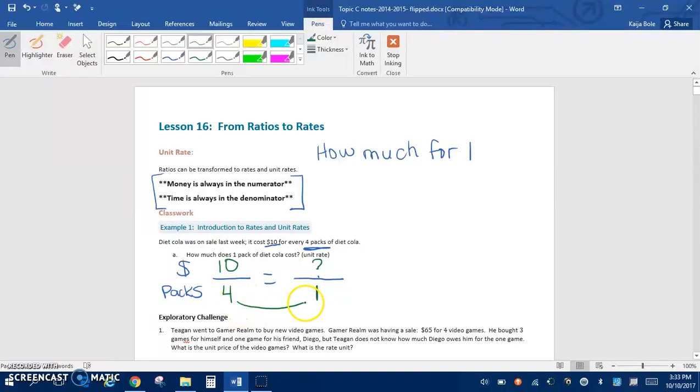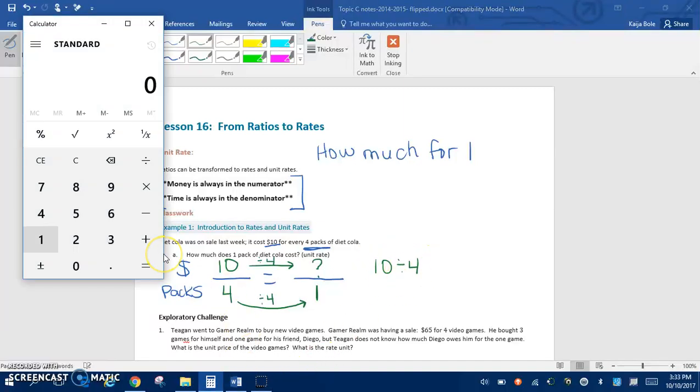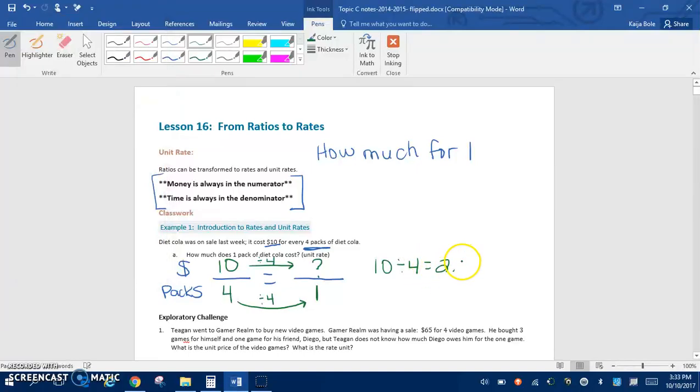So we're asking ourselves, 4 divided by what gives us 1? We know 4 divided by 4 gives us 1. So we're going to do the same thing on the top. We are going to divide by 4. This is where you need your calculator to do 10 divided by 4. If I plug that in, 10 divided by 4 gives us 2.5. But then we need to remember that this is money. So 1 pack would cost $2.50. We always have to put that 0. And that is our answer for that example.